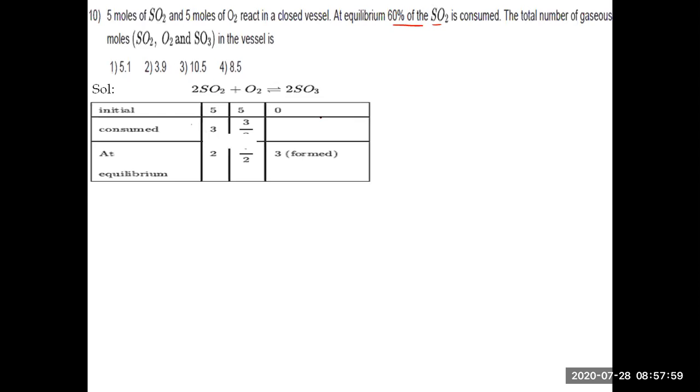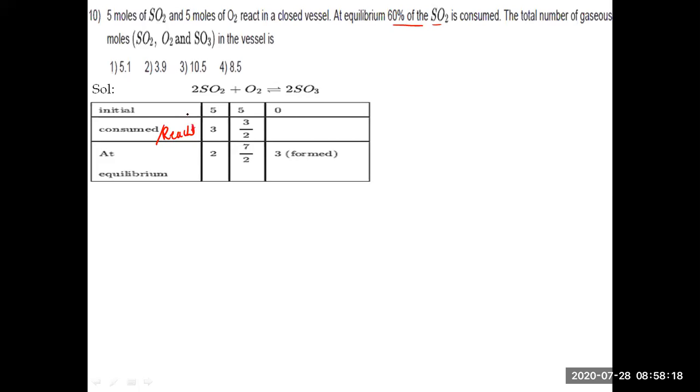We'll take up the solution for this next. See, SO2 when combined with O2 gives SO3. We need to take the data for initial, reacted or consumed, you can say either reacted or consumed, and present at equilibrium, that is, remaining at equilibrium.